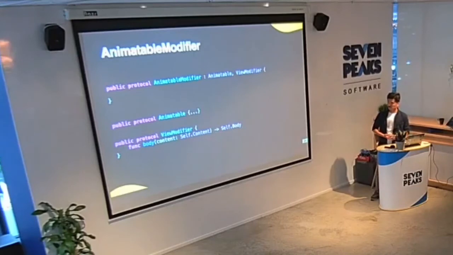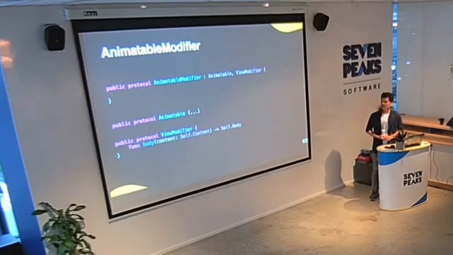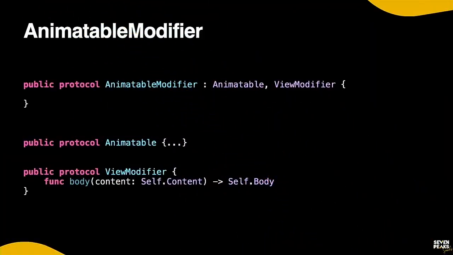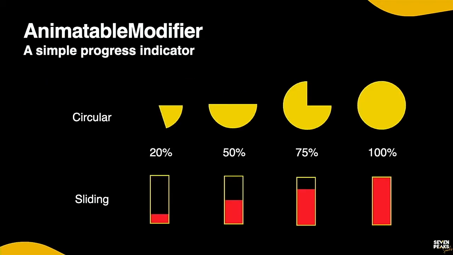ViewModifier is another protocol of SwiftUI. It will receive an input view, modify it, and return another view. So by combining the two protocols, we have a protocol composition, and we can apply it to any kind of view, as long as it can be displayed on the screen. Again, we will go to another simple example to see how it works with AnimatableModifier.